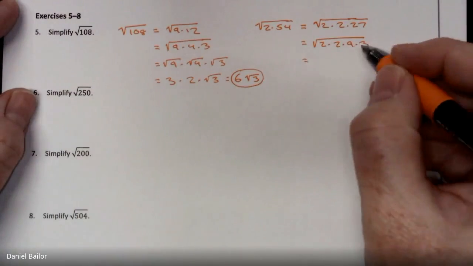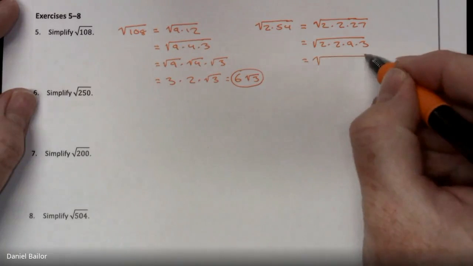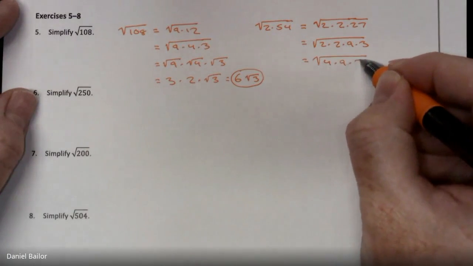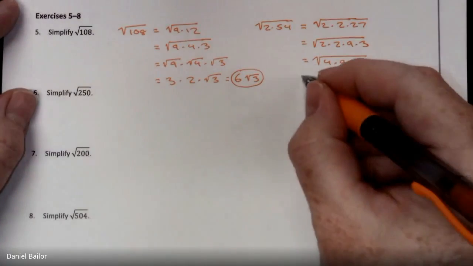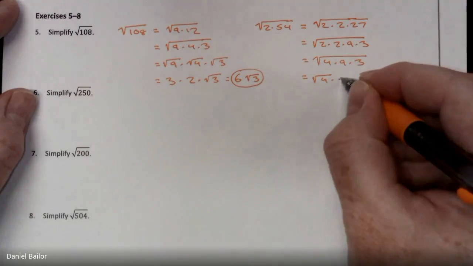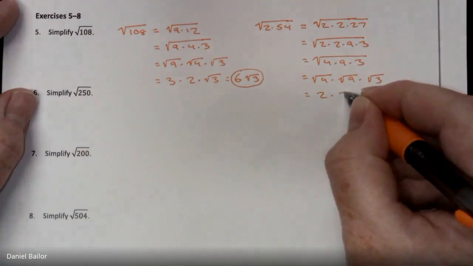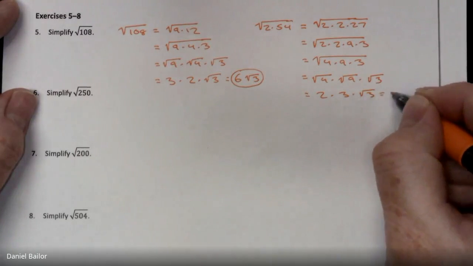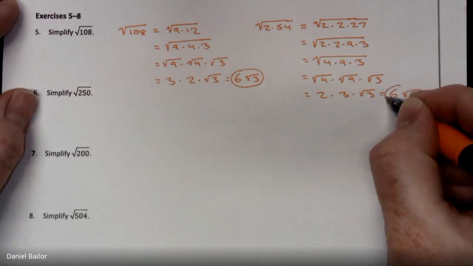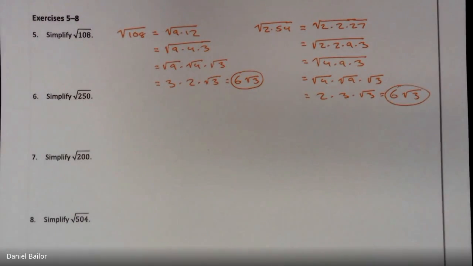And then what you want to do is put the 2's back together, 4 times 9 times 3. Because then you get the square root of 4 times the square root of 9 times the square root of 3. That gives you 2 times 3 times the square root of 3, which is 6 times the square root of 3. Same answer. So you can see it's the same answer.